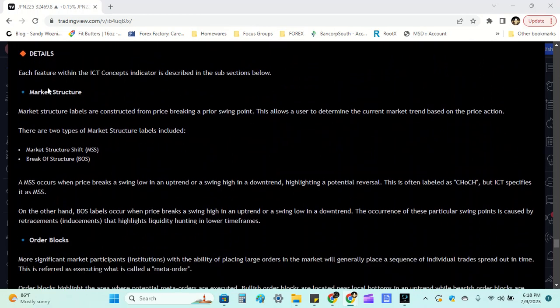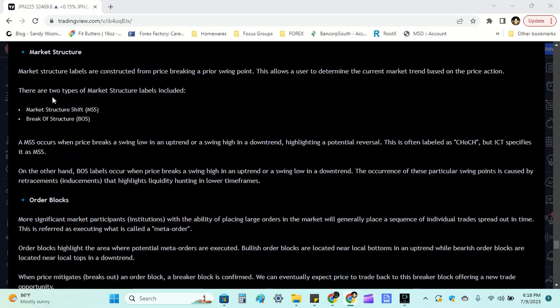And this is the details area that just describes what these different parameters are based on. Market structure. Market structure labels are constructed from price breaking a prior swing point. This allows the user to determine the current market trend based on the price action and then what the labels include here. I'll let you read that.